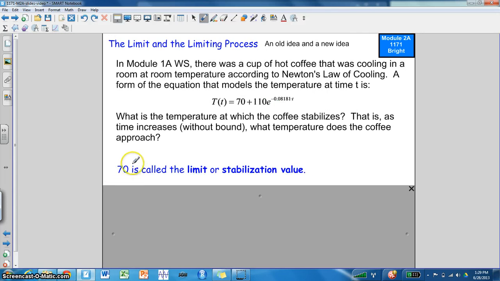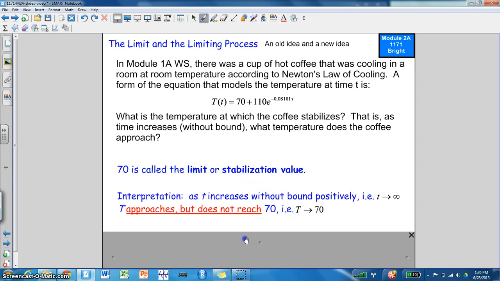So 70 degrees Fahrenheit, we actually call the limit or stabilization value. We could also say that 70 is the stable value, or steady state, of the function. Again, and we emphasized this before, as time increases without bound positively, or negatively if it approached negative infinity, we say that the temperature approaches but does not ever equal 70. You can't actually say time is infinity. It gets larger and larger, but does not ever reach that value.